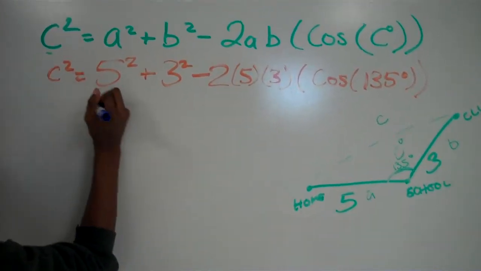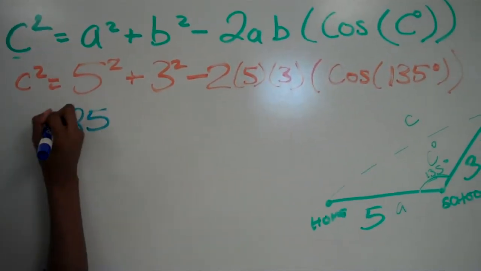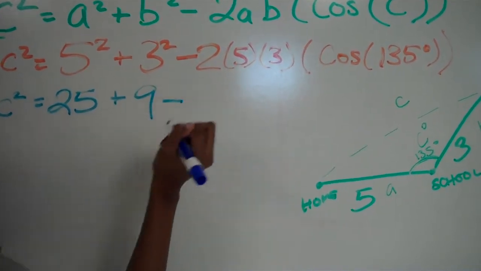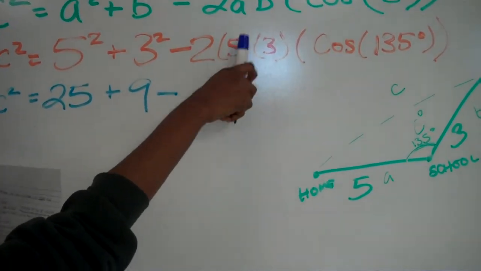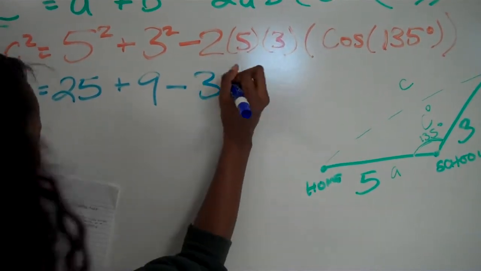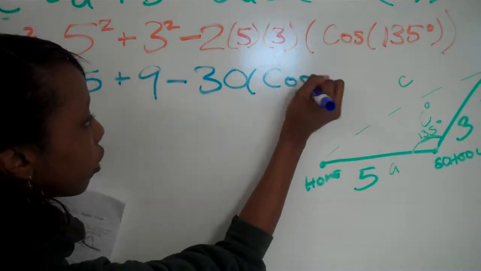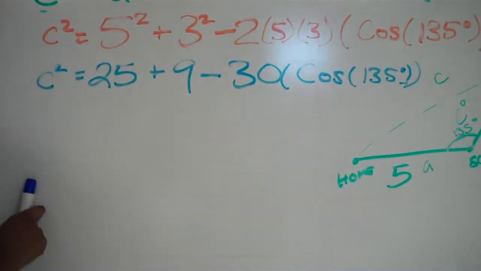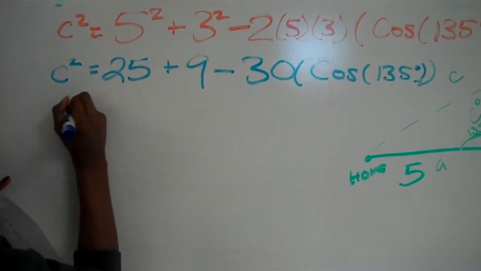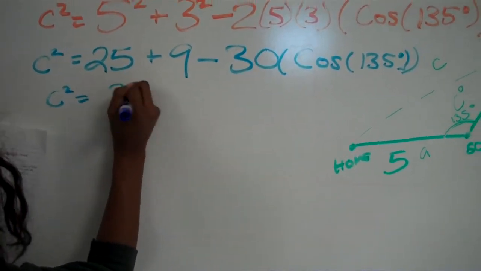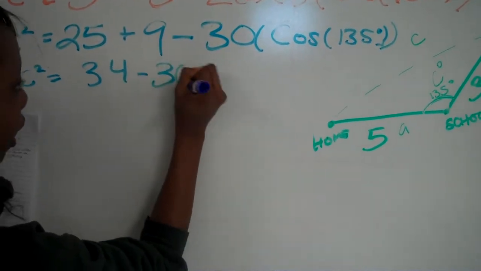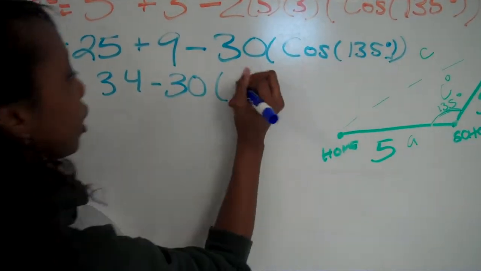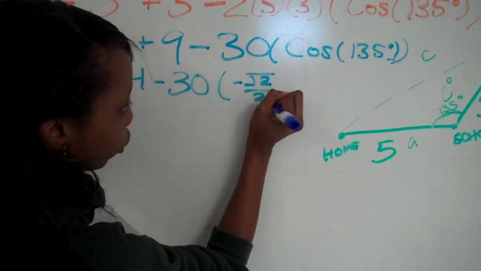Alright, so 5 squared is 25 plus 3 squared is 9 minus 2 times 5 times 3, 30, times the cosine of 135 degrees. We're going to keep on simplifying this. And just in case you don't know, the cosine of 135 degrees is negative the square root of 2 over 2.